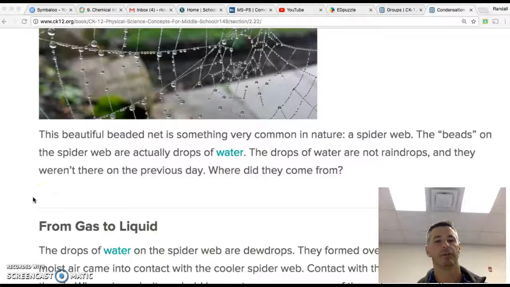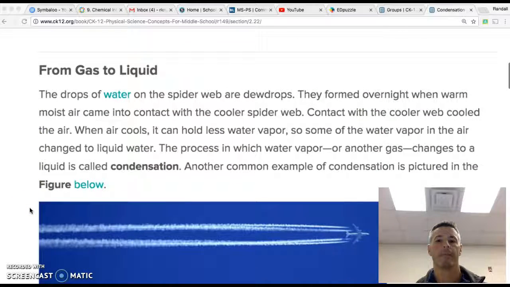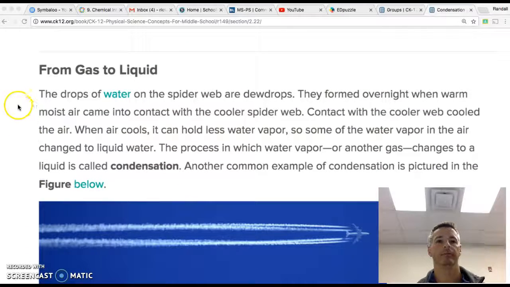It says, this beautiful beaded net is something very common in nature, a spider web. The beads on the spider web are actually drops of water. The drops of water are not raindrops, and they weren't there on the previous day. Where did they come from? From gas to liquid. As I read, I'll drop down my cursor. It'll appear for you as a little yellow circle, and that will let us know what line we're on. So, from gas to liquid, the drops of water on the spider web are dewdrops.